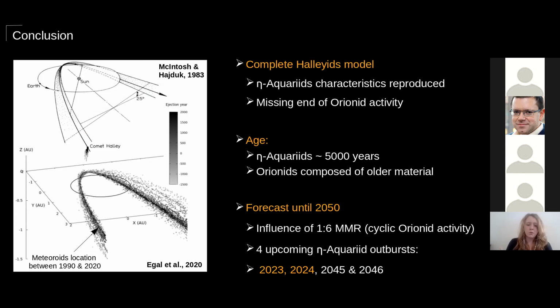Since we are able to reproduce the general characteristics of the shower, you see in this plot an example, our simulations even reproduce this ribbon-like structure that was predicted by McIntosh and Hajduk.